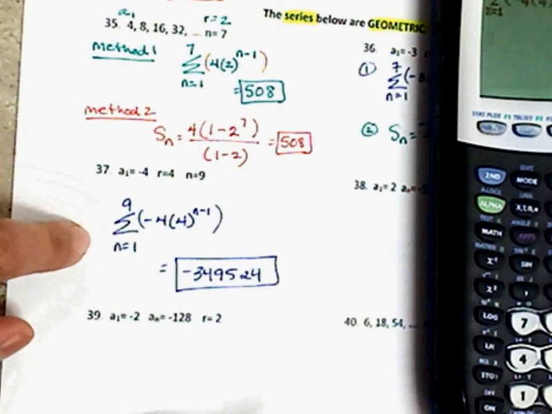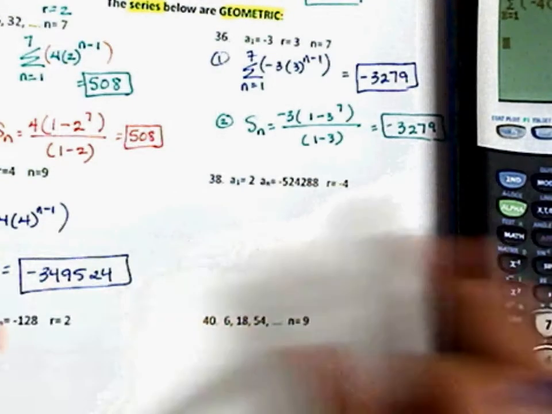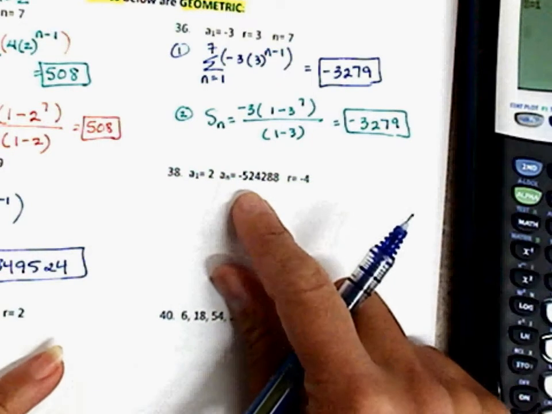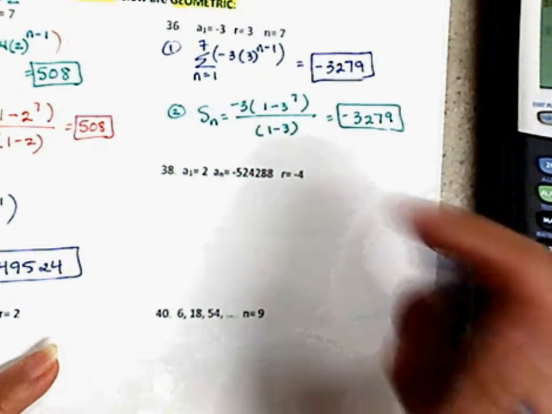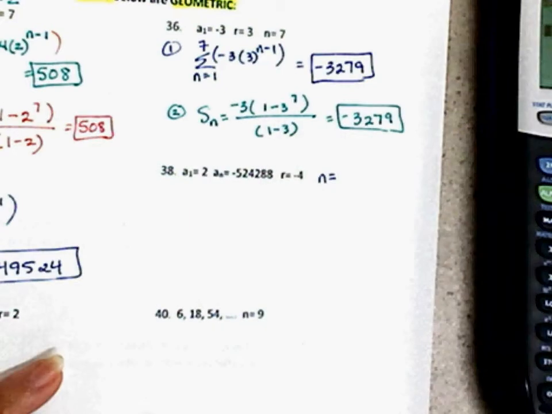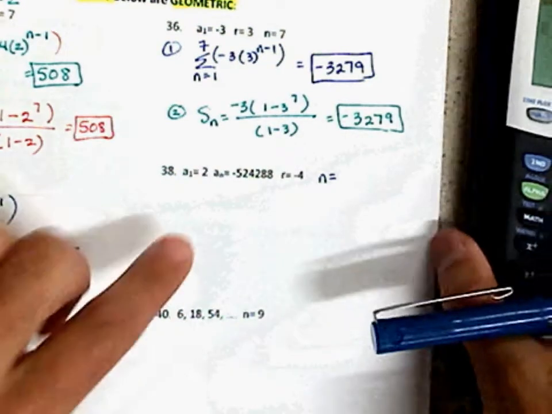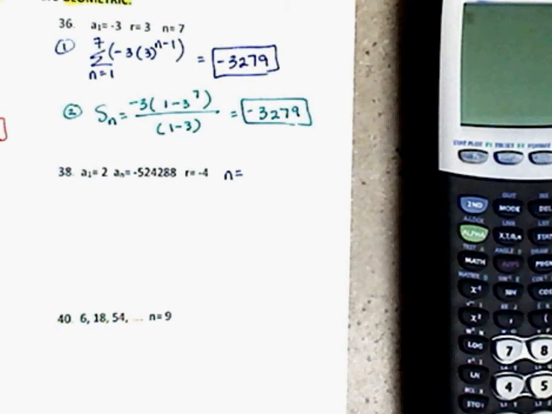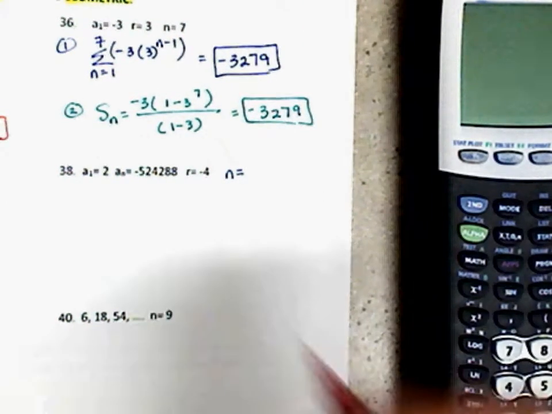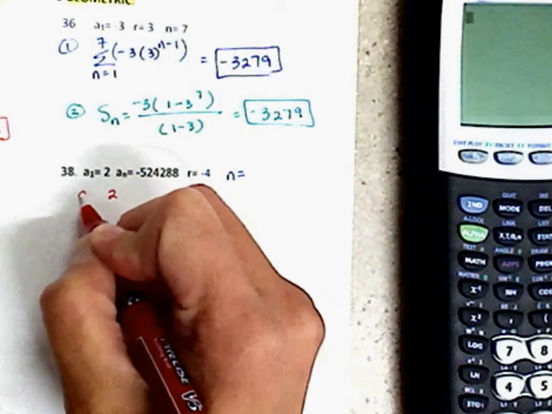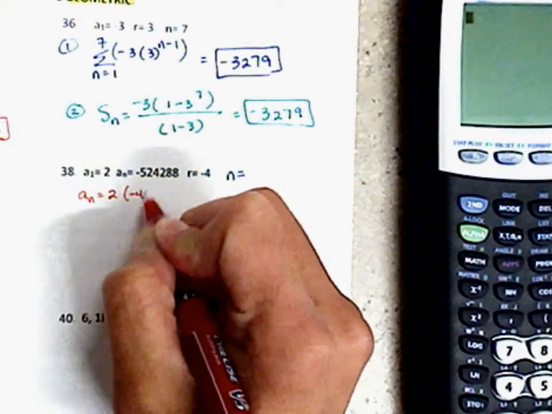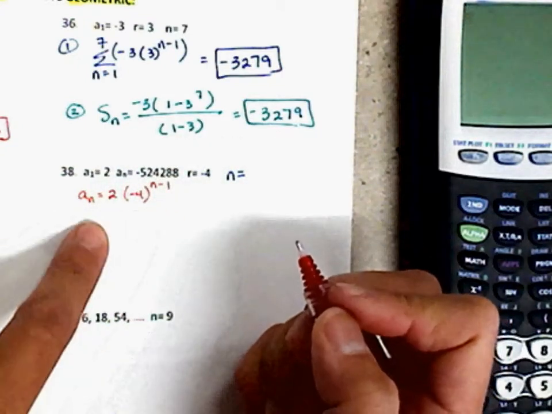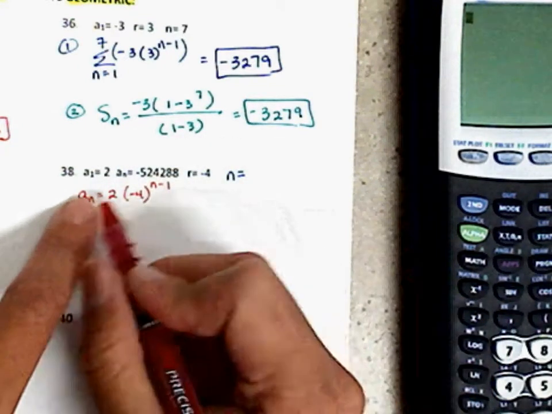All right, let's go to this one right here. Now this one, I don't have an n, so you actually have to go find an n, okay? So we need to go find out what that n is, so that way we can use it. Now, to find that n, use that calculator. Write your explicit formula first, so that would help you a lot. First term times negative 4 raised to the n minus 1. Do you see that right there? Type that in, and you got your a sub n, negative 524,288.